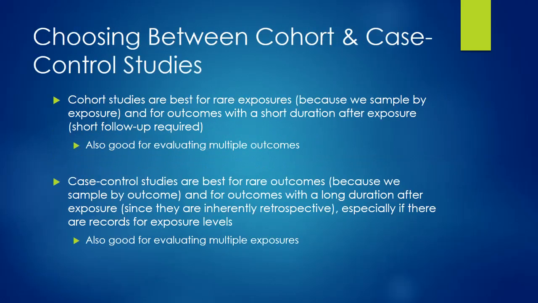So when you are thinking about whether you should do a cohort or case control study, going back and thinking about these pros and cons of each is a good step. If you're looking at a rare exposure and a short duration between exposure and outcome, then it might be a good option to use a cohort study. While if you're looking at something that's a rare outcome and happens over a relatively long period of time, and particularly if you're not sure exactly what exposure you're interested in, you want to look at multiple things, then a case control study might be a good option.